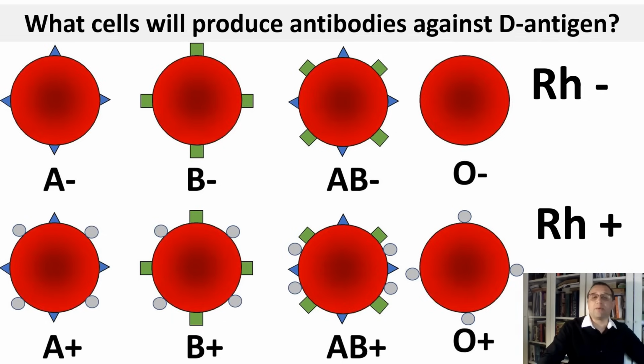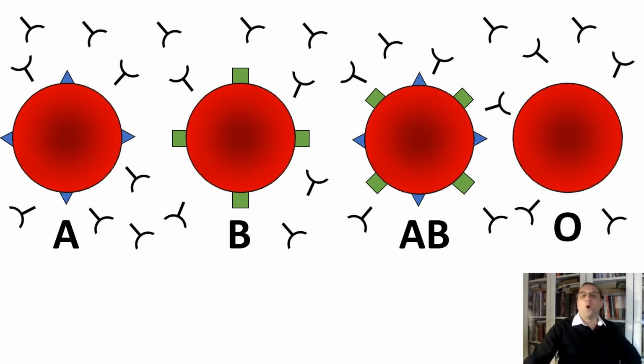Here is the answer tip. Remember that antibodies are specialized immune proteins that are produced based on the antigens that are not present on your red blood cells. Pause the video and answer the question. What cells will produce antibodies against D antigen? The answer is all ABO blood types that are Rh negative will produce antibodies against D antigen. Obviously, Rh positive cells will not produce antibodies against their own antigen.